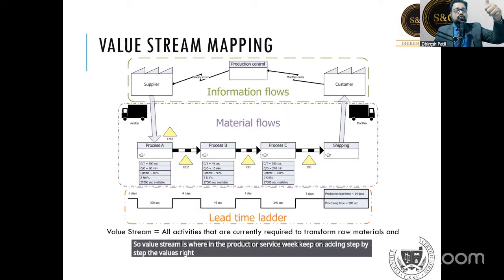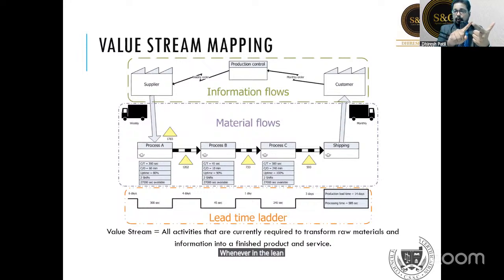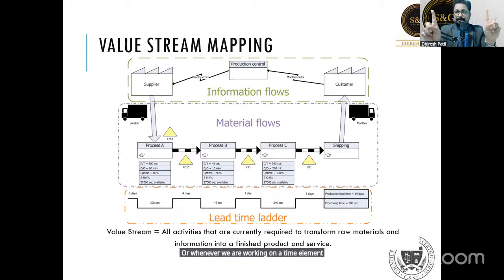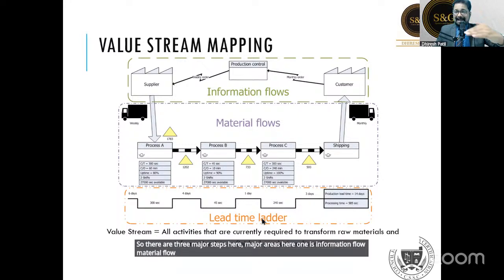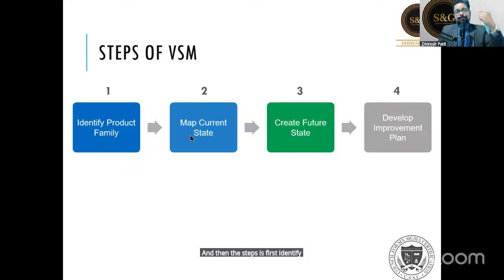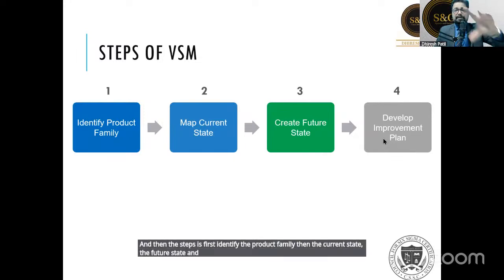So when do we use value stream map? Whenever in the lean project we are working on inventory, whenever we are working on the waste, or whenever we are working on the time element, then we can use value stream mapping for this. There are three major areas here: information flow, material flow, and the time ladder. These are the three areas of the value stream. Then the steps: first identify the product family, then the current state, the future state, and develop the improvement plan, which is the projects part of it.